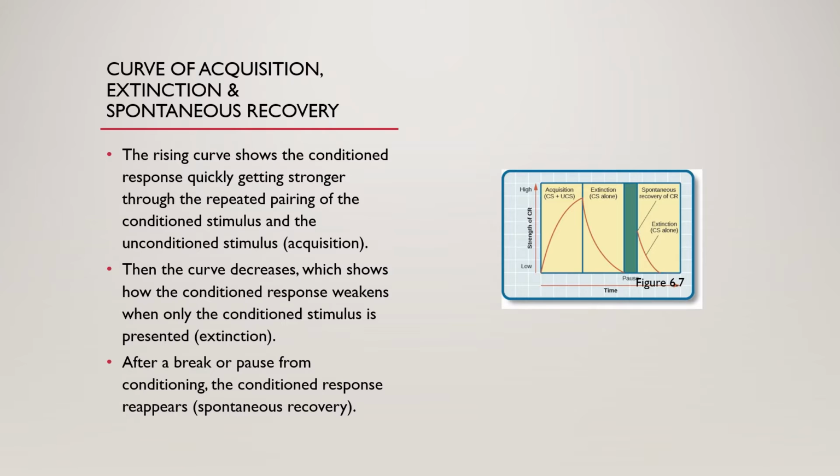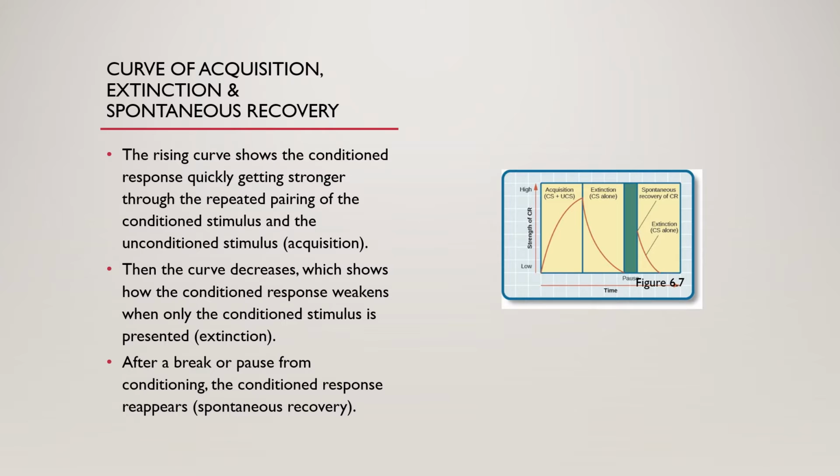Okay, we also see here something called the curve of acquisition, extinction, and spontaneous recovery. And you can see this is figure 6-7 in your textbook. The rising curve is showing the conditioned response quickly getting stronger, okay, through the repeated pairing of the conditioned stimulus and the unconditioned stimulus. This is acquisition.